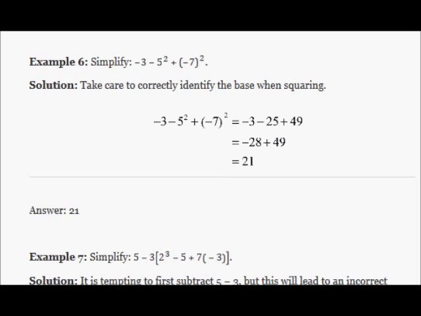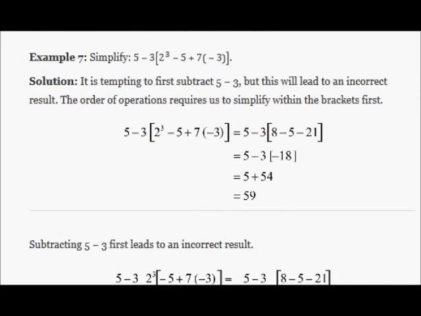Negative 3 minus 5 squared. Well, 5 squared is 25, and then you've got adding negative 7 quantity squared. What's negative 7 times negative 7? It's positive 49, right? So you have negative 3 minus 25. We don't have any multiplication or division, so we're just doing addition and subtraction from left to right. Negative 3 minus 25 is what? I'll give you a second. Negative 28, okay? Then we're going to add positive 49. So negative 28 plus 49 is positive 21. You can verify that by hand if you prefer.